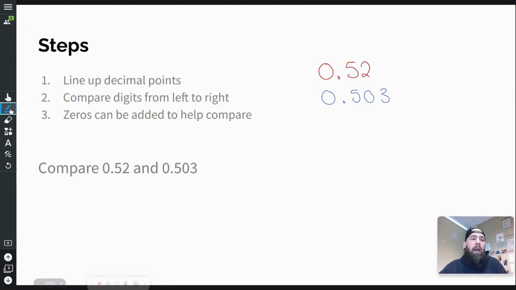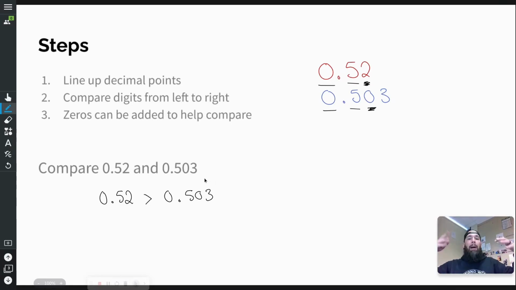then what you do is you go left to right and you ask yourself, are you bigger than you? Are you bigger than you? So you look at the zeros, they're the same, nothing I can do. You look at the 5s, they're the same, nothing I can do. But here, we have 2 and 0. So since that 2 is greater than that 0, then we could say that 0.52 is greater than 0.503. Since 2 is greater than 0, then this one's greater than that one. So 52 hundredths is greater than 503 thousandths.